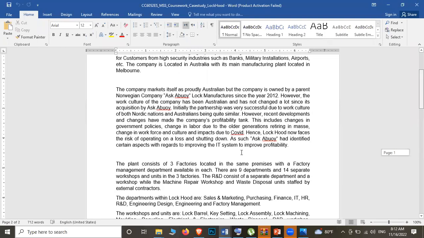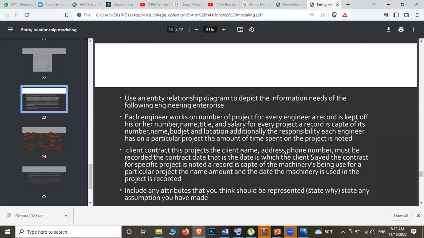Okay, so this is how it is in real time, when you are working in a real-time environment. This is how the case studies, or we can call it a requirement sheet, are going to be. They won't give it separately.